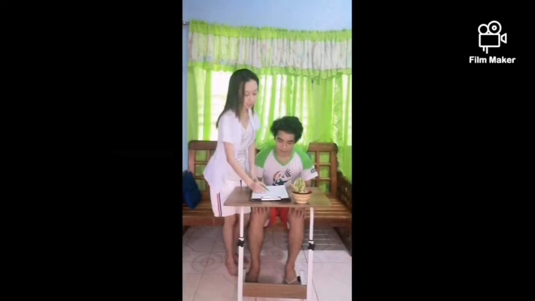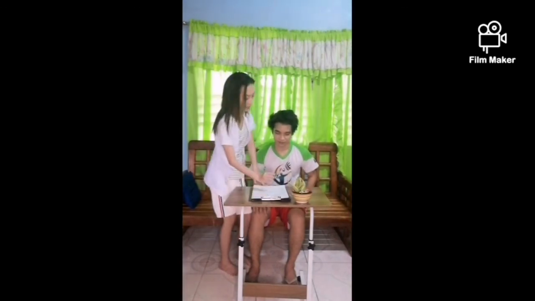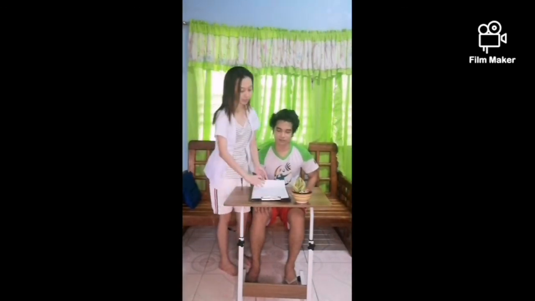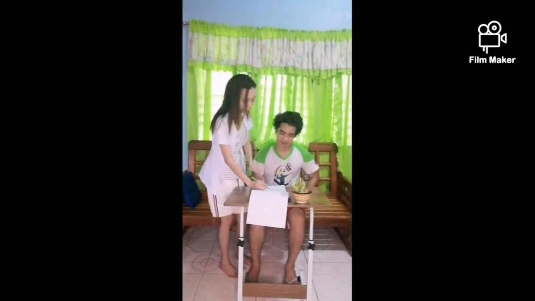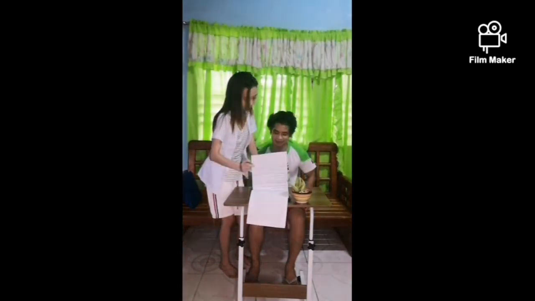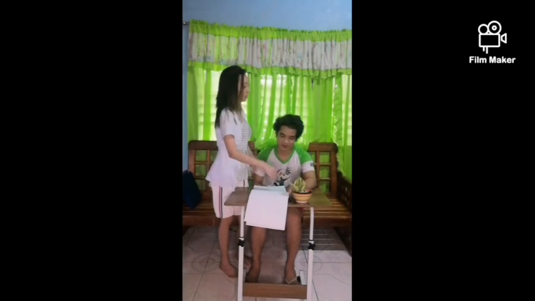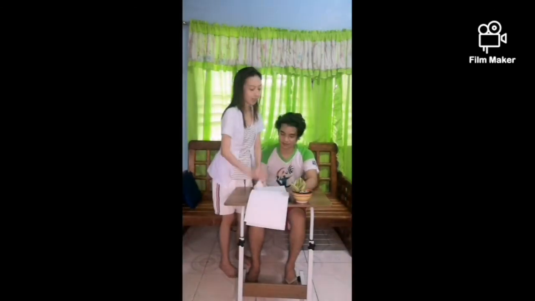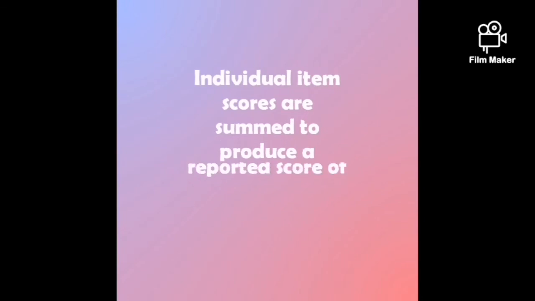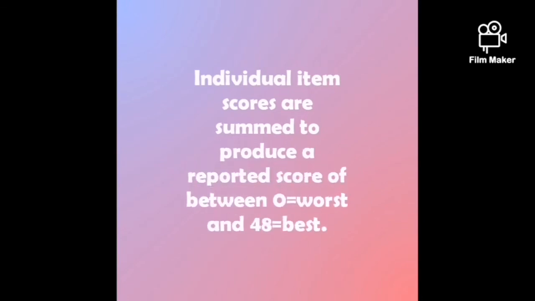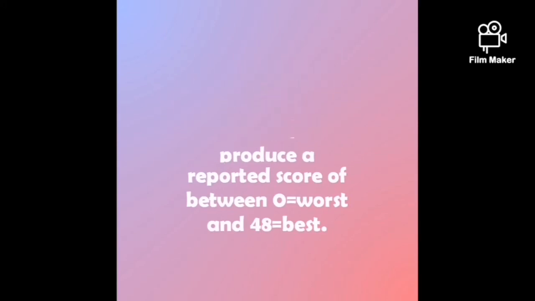Explain to your patient the questionnaire and tell them to answer it based on what they really feel and experience in the past few days. And give them 10 to 20 minutes to answer. Scoring. Individual item scores are summed to produce a reported score of between 0, worst, and 48, best.